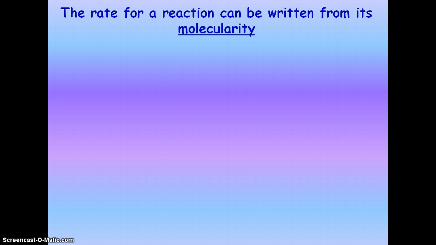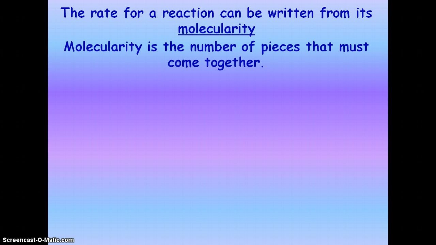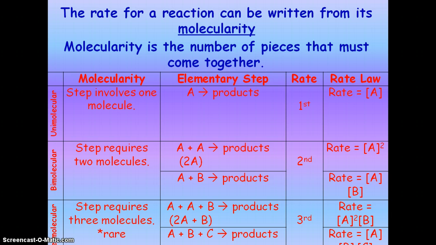The rate for a reaction can be written from its molecularity, and molecularity is the number of pieces that must come together to make the reaction occur. So here we have a chart. We have the unimolecular, bimolecular, and termolecular. Unimolecular means that the step involves only one molecule. So this is when you just have one reactant that's forming products. This is going to be a first order rate law, and the rate will just be the concentration of that one reactant. Bimolecular is when you have two molecules required for a reaction to occur.